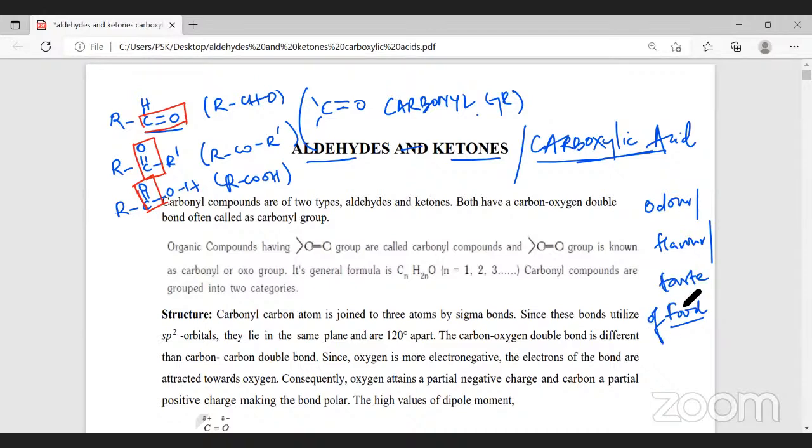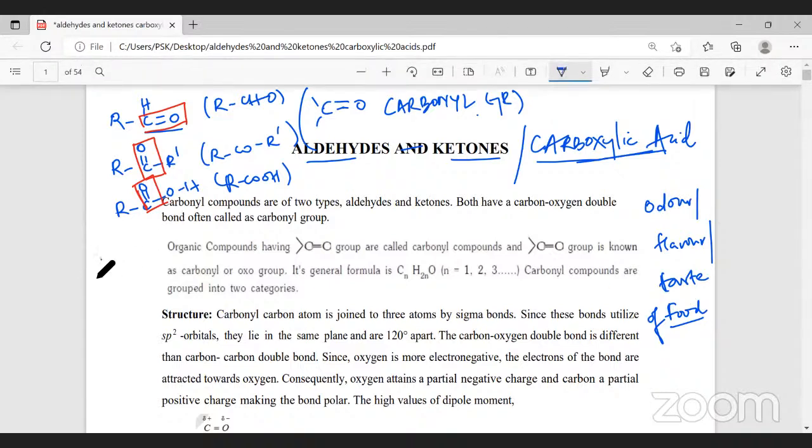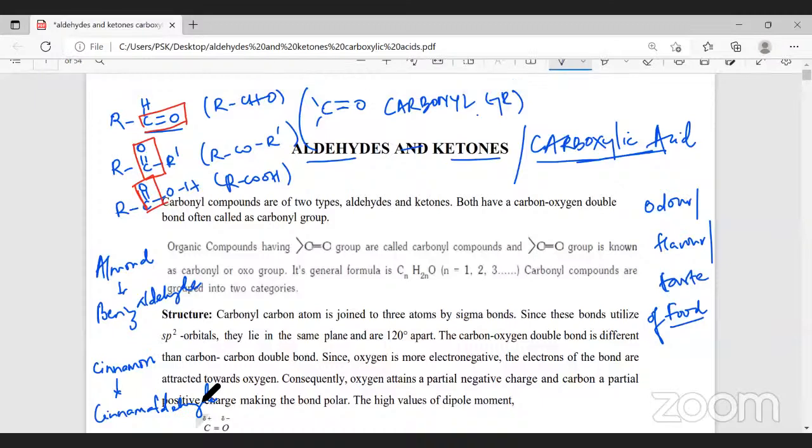All right. For example, if you take almond, in almond we have benzaldehyde. Benzaldehyde is present in almond. If you take cinnamon, we all know this, cinnamon is used in the kitchen. So we have cinnamaldehyde. We will learn the structures of these molecules a little later. So most food contains aldehydes and ketones, which are responsible for odor, flavor, and taste. Those are some of the examples I gave you.